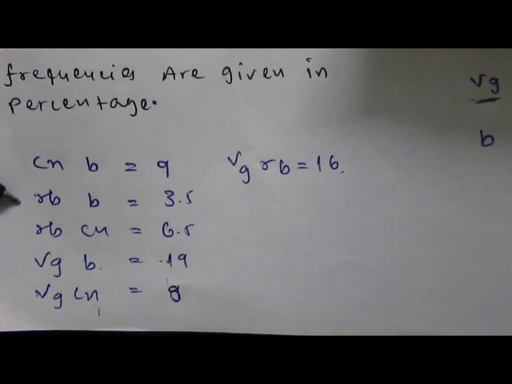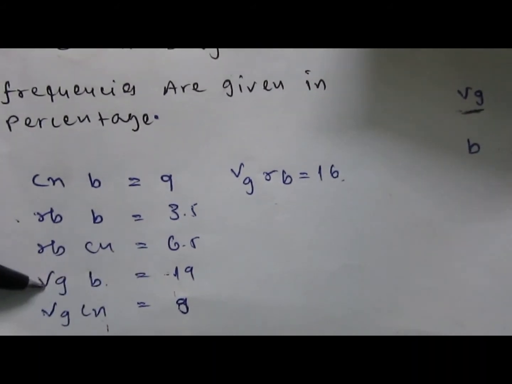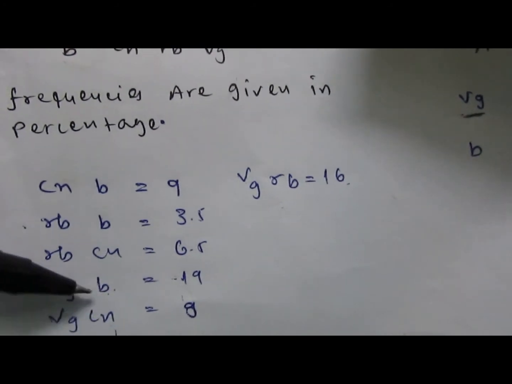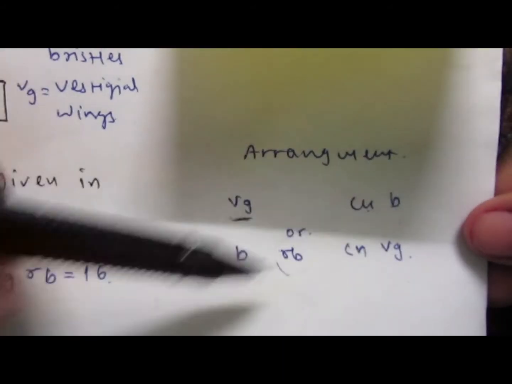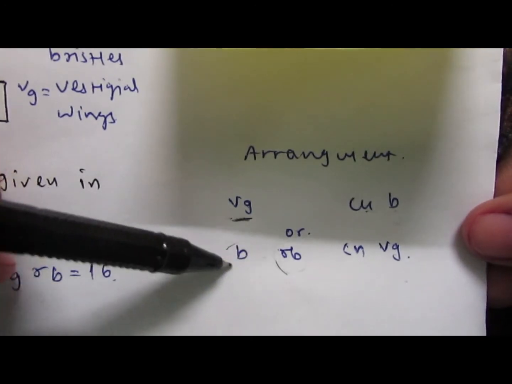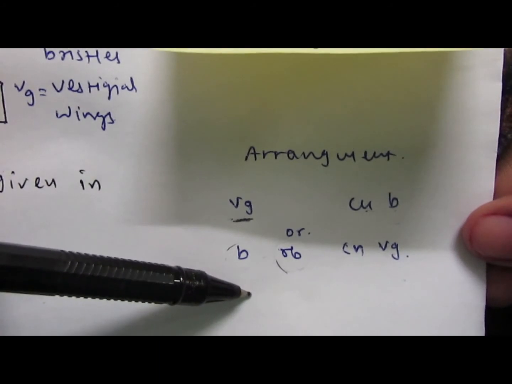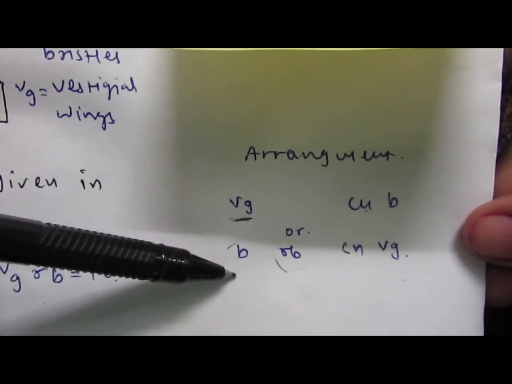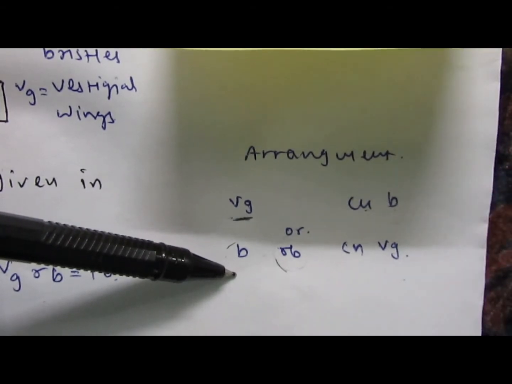Now based on the clue that I told you, try to find out the highest frequency. I found 19, and that is between Vg and B genes. It suggests that Vg and B genes are very less linked with each other. So I put Vg and B genes, or else you can start from B and Vg genes, at the corners of the chromosome. There are chances that they are situated at the very first and last positions in the Drosophila chromosome.